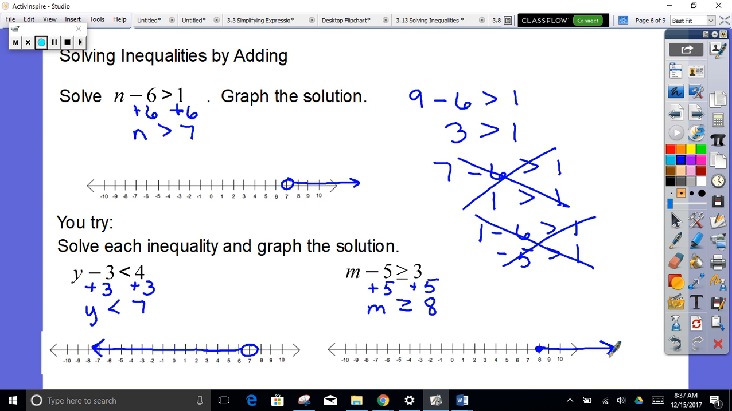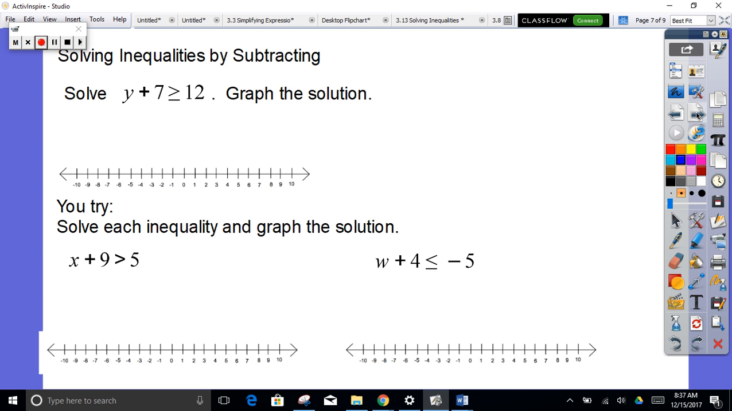Okay, let's move on to subtracting. So for this one, we have y plus 7 is greater than or equal to 12. Again, our goal is to get y by itself. So we need to get rid of the plus 7. If we subtract 7 from both sides, 7 minus 7 is 0. So we'll be left with y is greater than or equal to 12 minus 7, which is 5. So we have a closed circle on 5. Y is greater than or equal to 5.